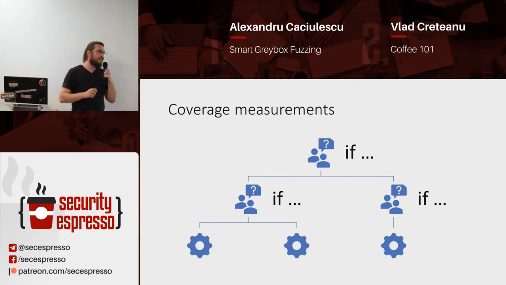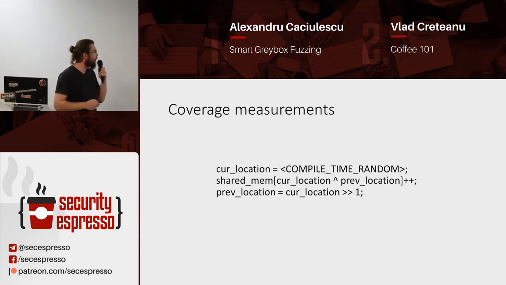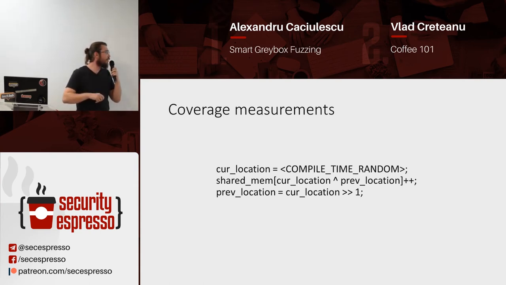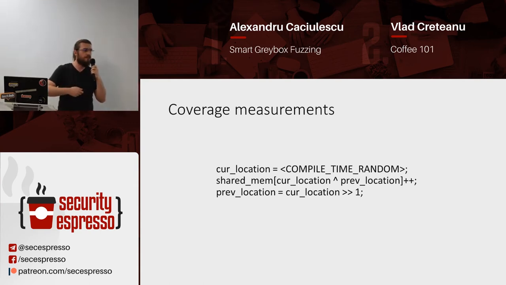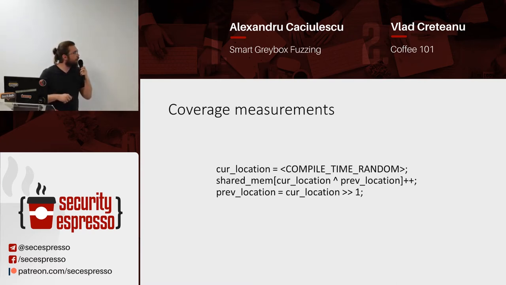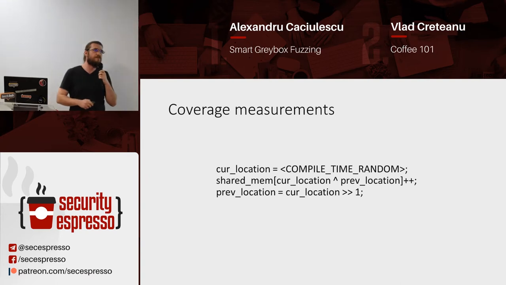Now, that's, let's say, the main secret to success. The coverage measurements can actually be summarized in three simple lines of code that are inserted in the branch points. We won't get into this. You can read more about it later if you want. But basically, the whole magic of how it tracks is these three simple lines.